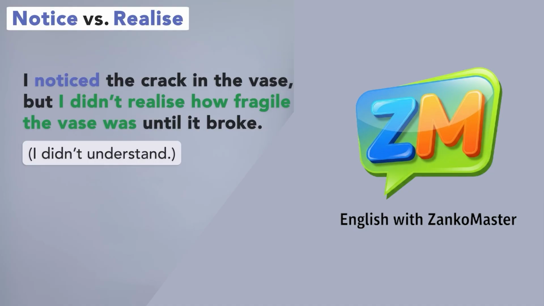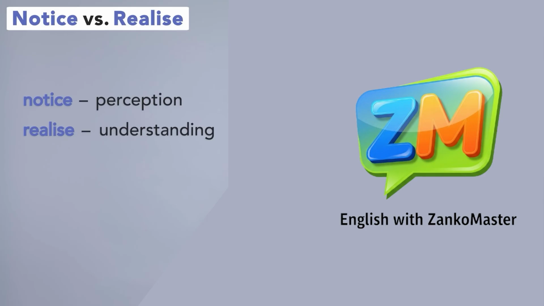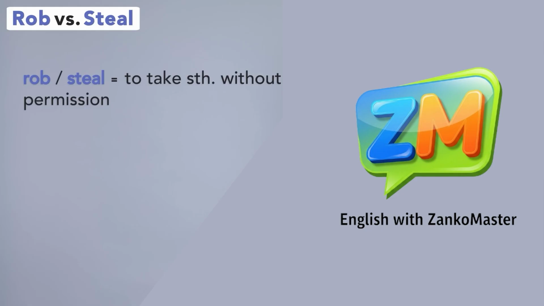Look at the verbs together now. I noticed the crack in the vase, but I didn't realize how fragile the vase was until it broke. I noticed the crack, I saw it. I didn't realize how fragile the vase was. I didn't understand. Another example? We noticed the thunder in the distance and realized we needed to leave the beach. We heard the thunder and we understood we needed to leave. So, noticing is more about perception. Realizing is more about understanding.